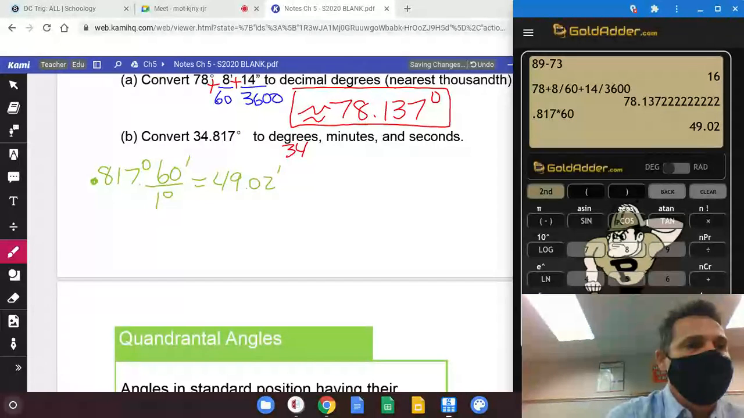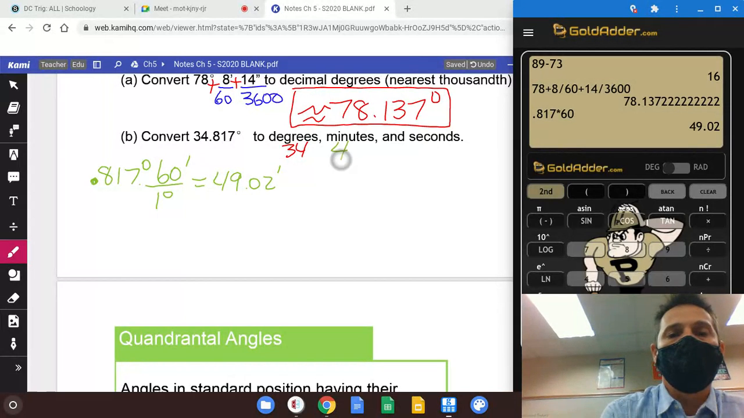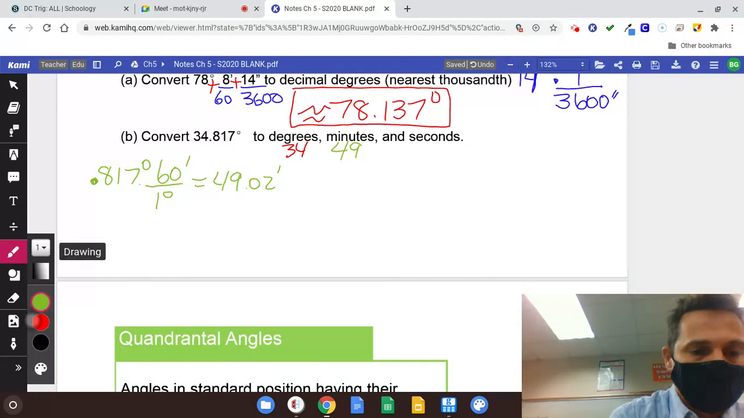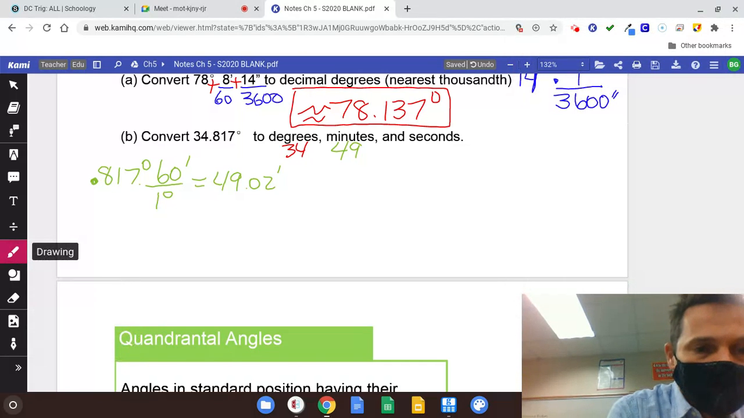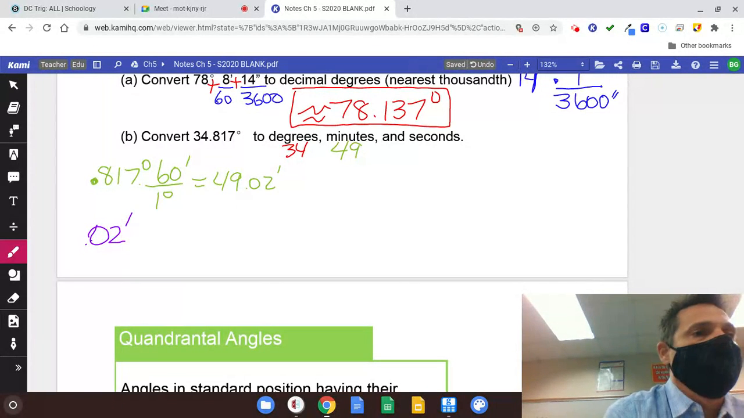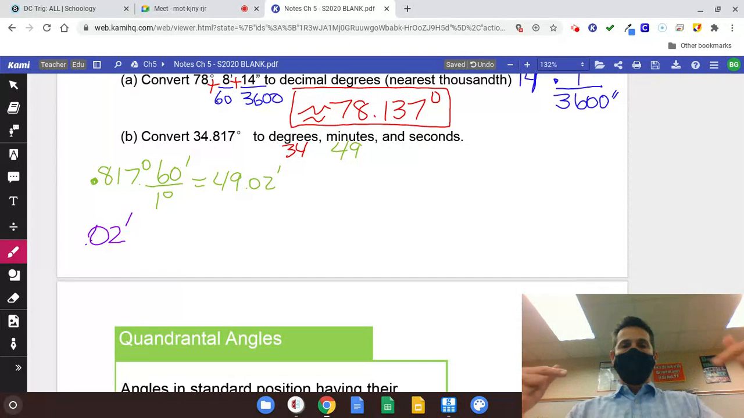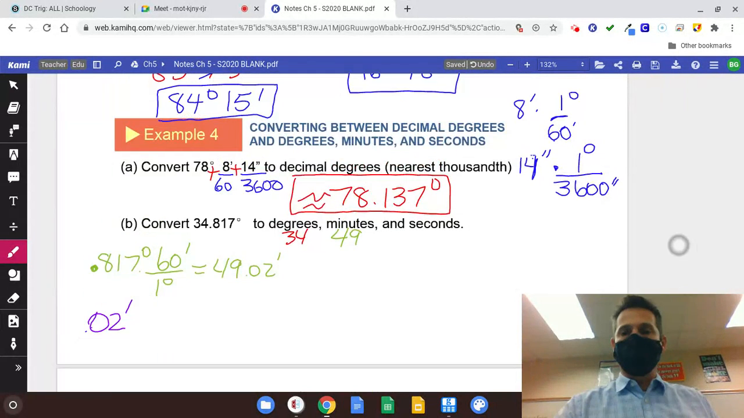At this point, I know the minutes is 49. It's 49 minutes. And the 0.02 represents the seconds. That decimal part represents the seconds. So I do the same thing. I need to do another conversion. So let's convert the 0.02 minutes. Use your units. The people who refuse to show units are the people who won't get this because you'll get confused. Always show your units so you can always be sure of what you're talking about.